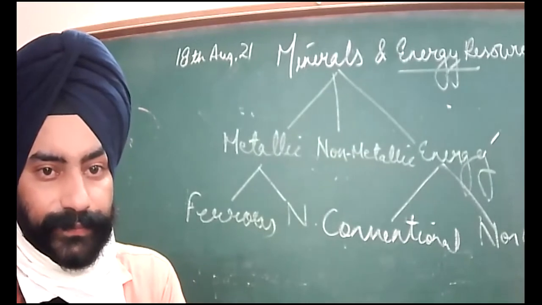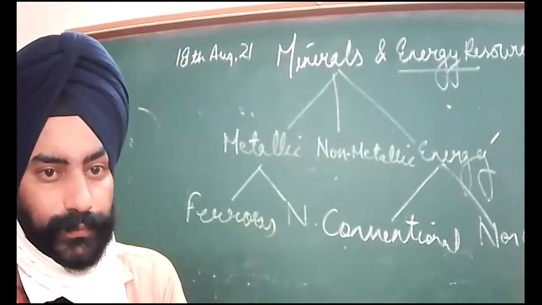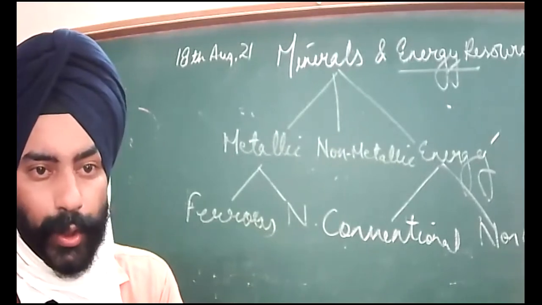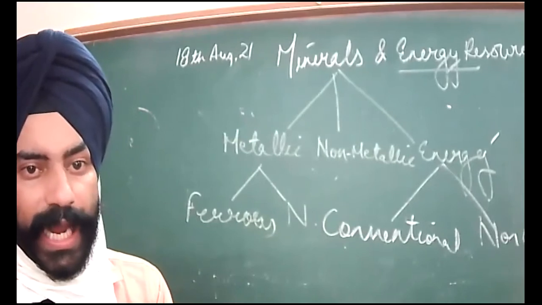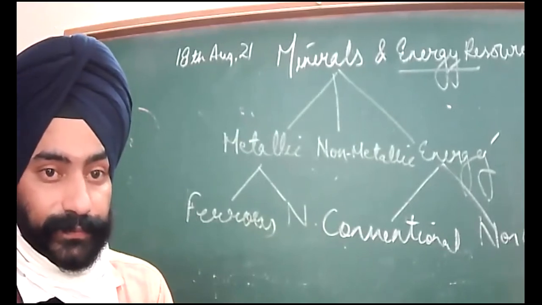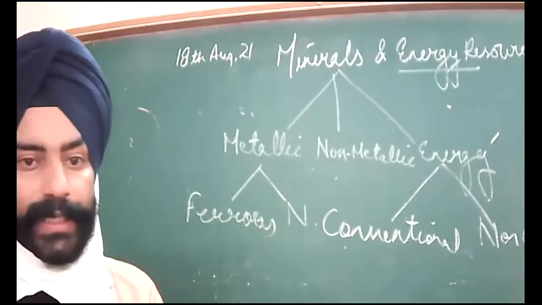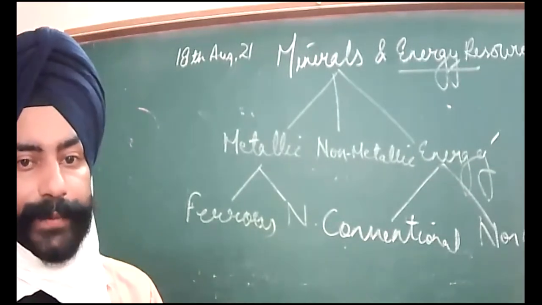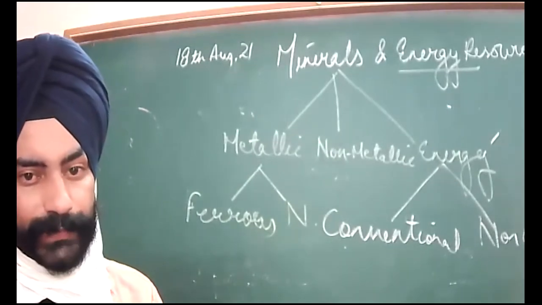Yes, Jayant? "Sir, what are the examples of conventional?" Conventional: coal, crude oil, natural gas. Coal, petroleum, natural gas. Yes, Jayant? Non-metallic: limestone, gypsum, mica.